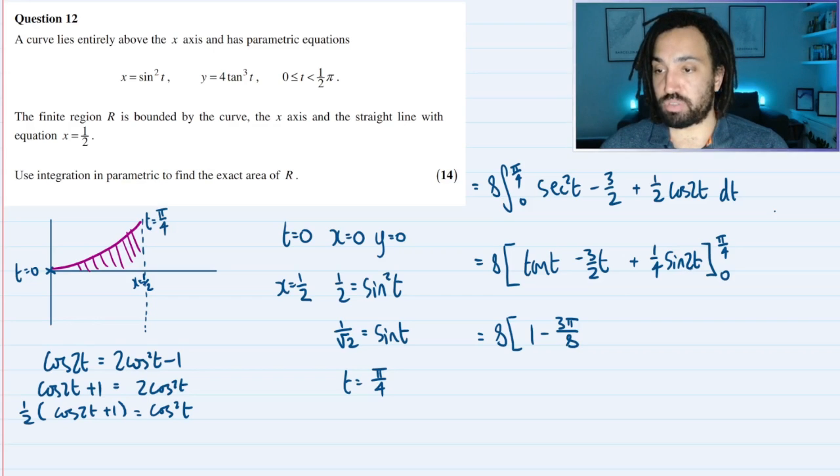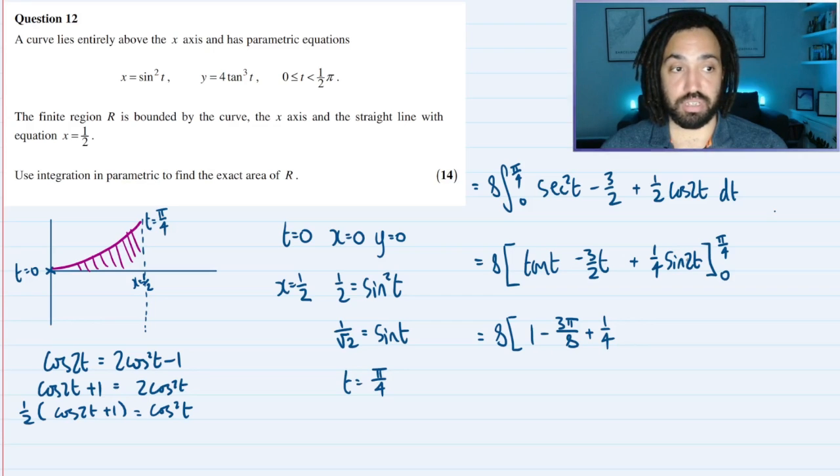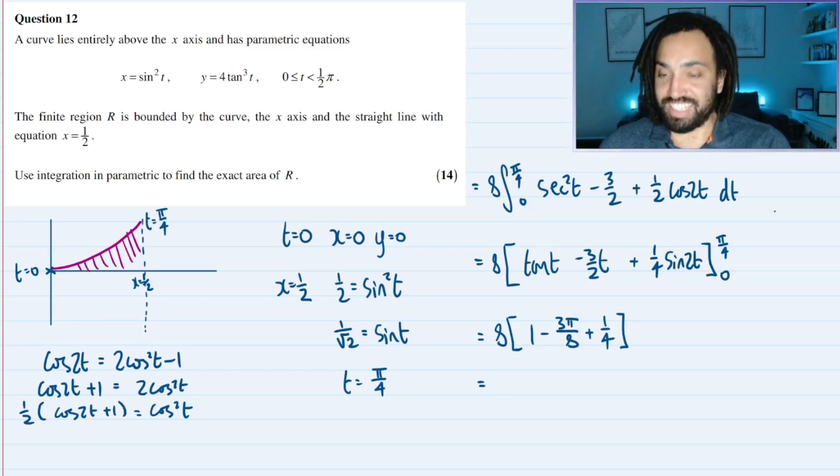And pi over 4 times 2 is pi over 2. Sine of pi over 2 is 1, so that's just plus a quarter. Okay, and then when we sub in 0, tan of 0 is 0, and sine of 0 is also 0, so it's just the upper limit which we need to consider. Thankfully. Okay, so 1 plus a quarter is 5 quarters, times by 8 is 10, and the 8 and the 8 will cancel, so it's 10 minus 3 pi.